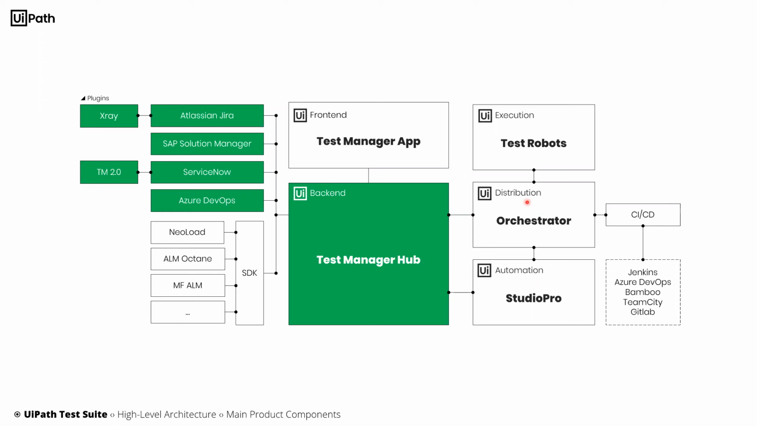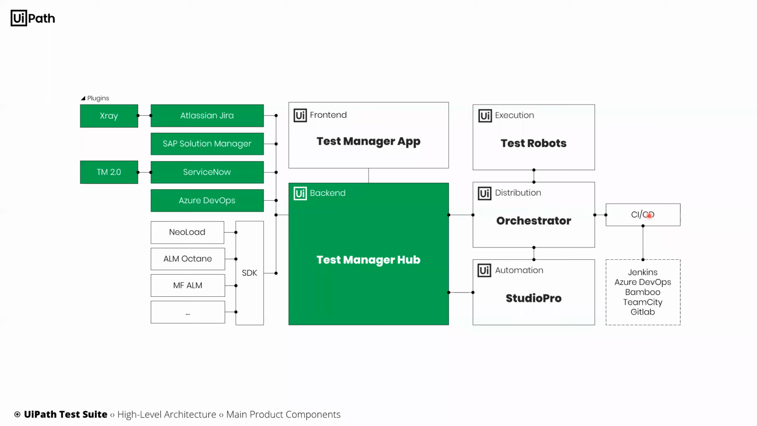We have the UiPath Orchestrator. This is the execution management. It lets you schedule executions. It lets you define how the robots, which you see in the upper part, are used to run automation for RPA or for testing, in parallel, all that stuff. And it is also an interface to your CI/CD pipeline.